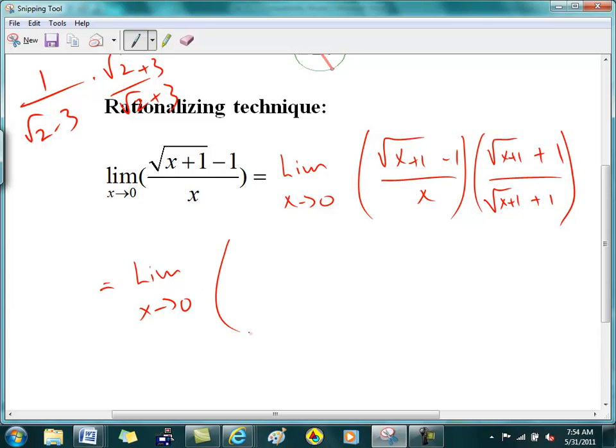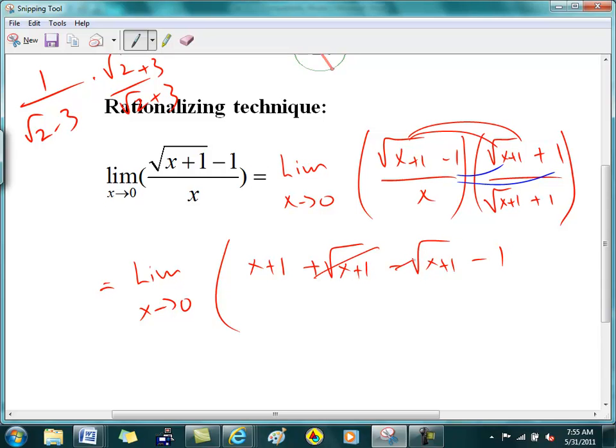What do you get upstairs? Remember, you're going to be foiling. So the first, the square root times the square root will give you x plus 1. Does everybody buy that? And then the second one is going to give you plus square root of x plus 1, and then a minus square root of x plus 1, and a minus 1. Does everybody see this foiling?